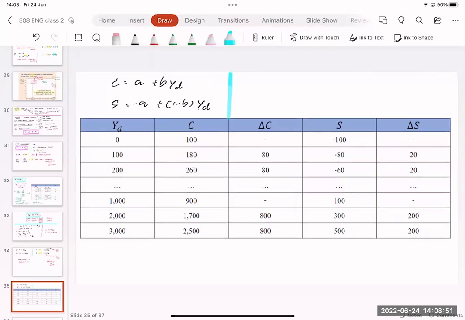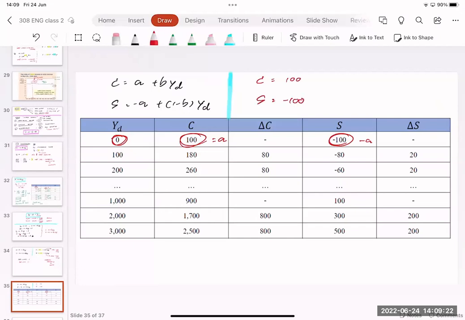Okay, starting with the table first. If you don't have any money, YD equal to 0. You need to spend 100 baht for consumption in order to survive. This is the meaning of A. You don't have any money, but you need to spend 100 baht. What does it mean? You need to borrow from someone. You see that? This is minus A. So now I know that C equal to 100, S equal to minus 100.